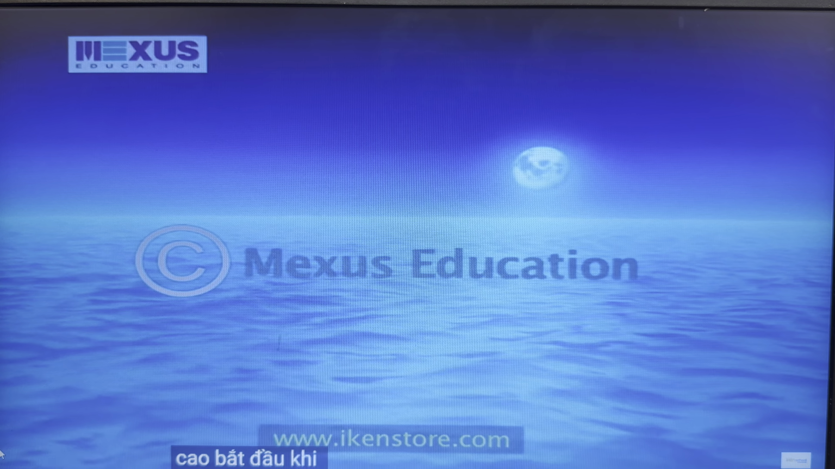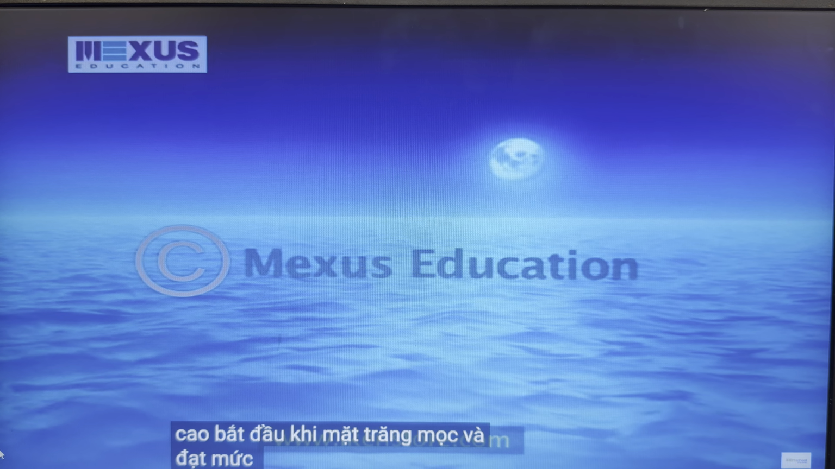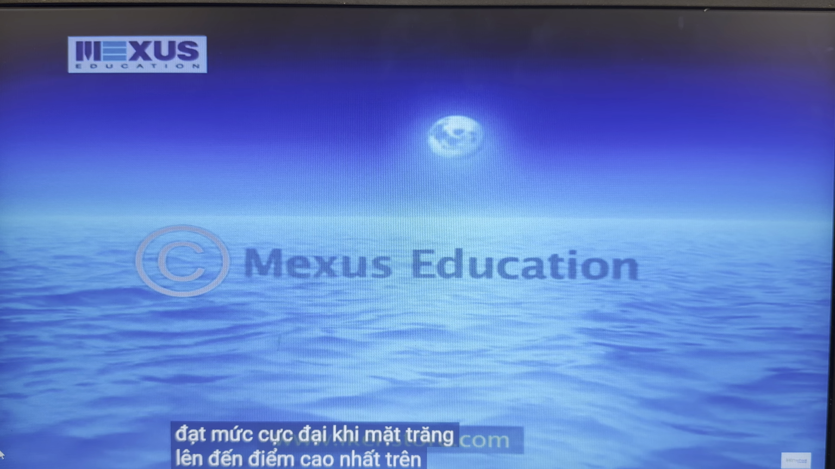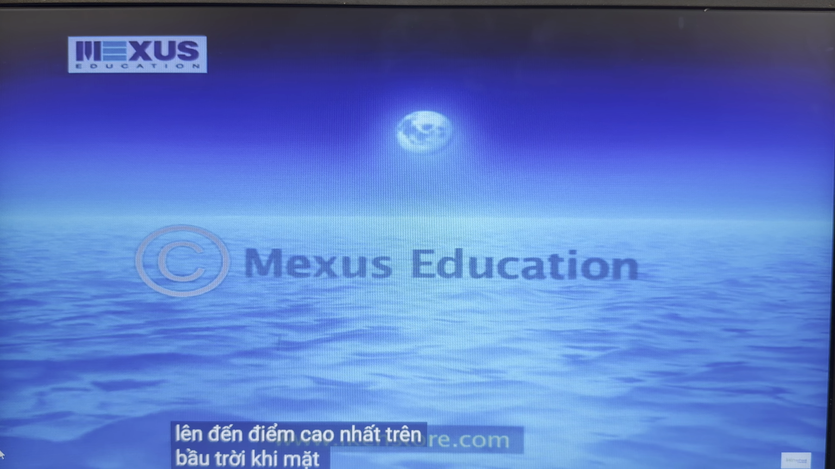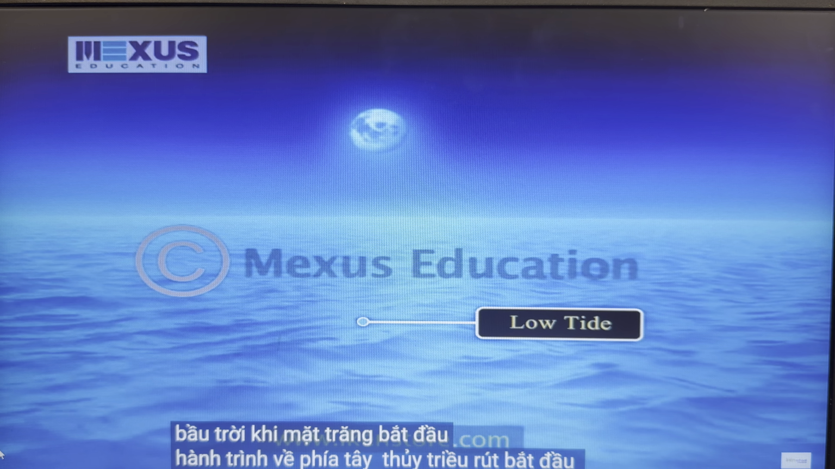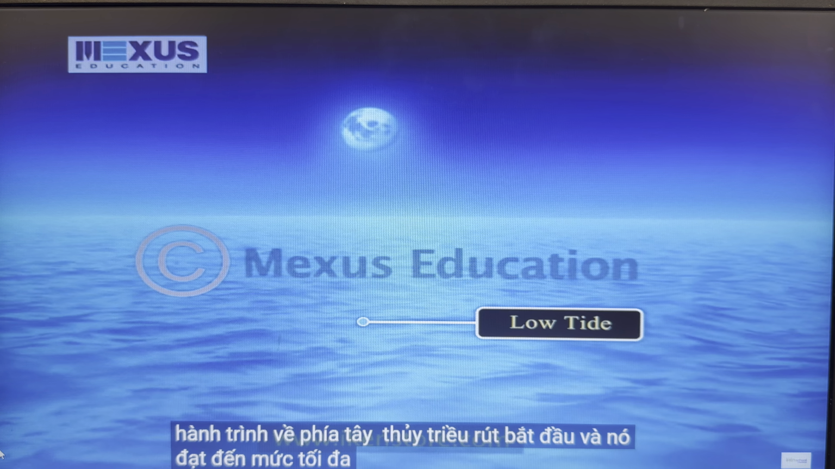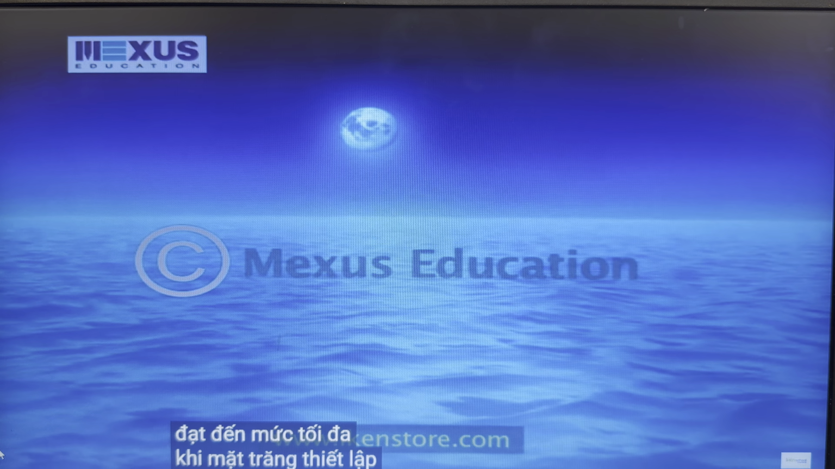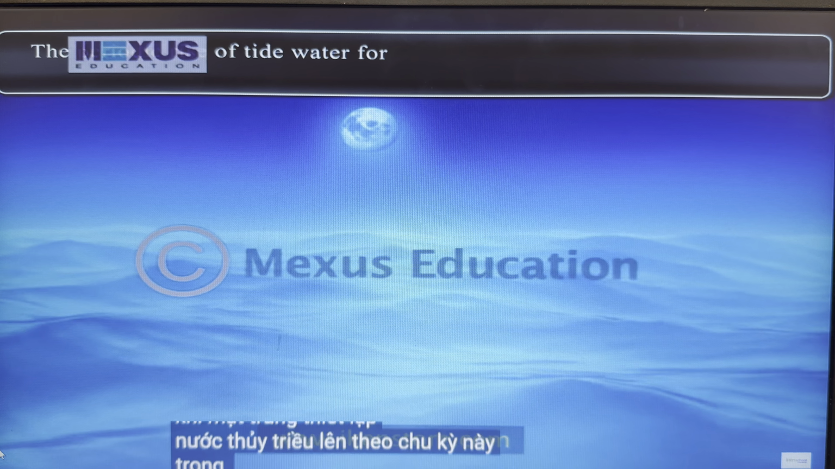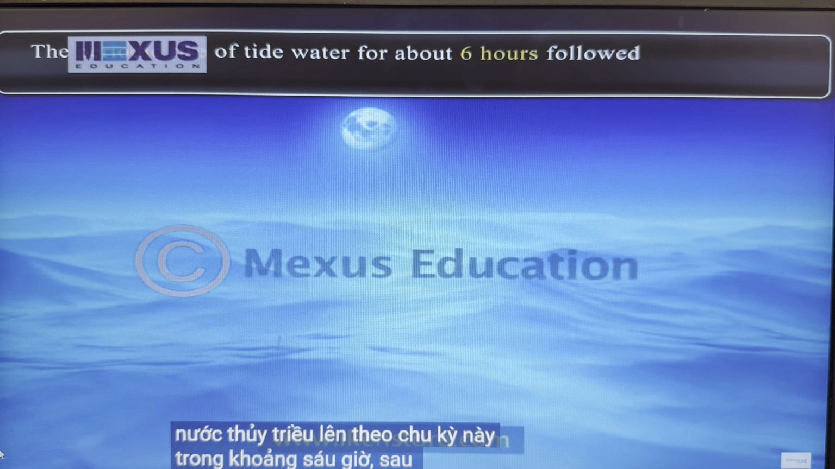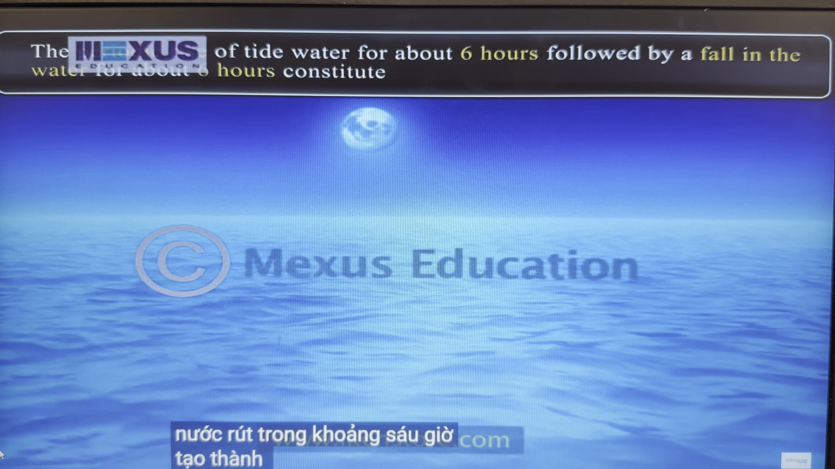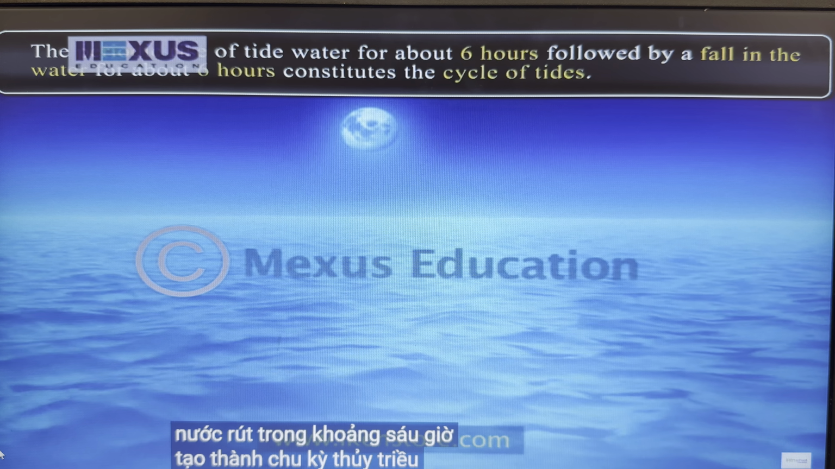The high tide begins at moonrise and reaches the maximum level when the moon reaches the highest point in the sky. As the moon starts its westward journey, the low tide begins and it reaches its maximum level when the moon sets. This periodic rise of tide water for about 6 hours, followed by a fall in the water for about 6 hours, constitutes the cycle of tides.